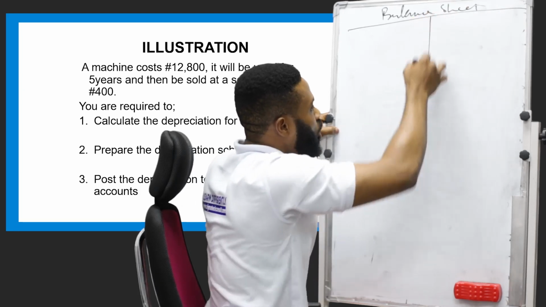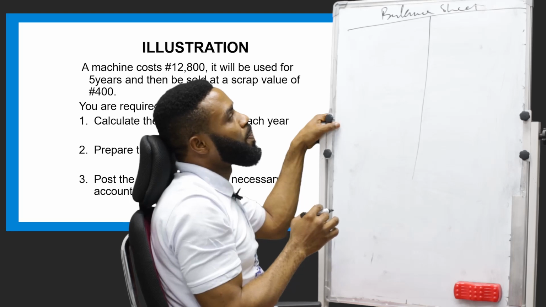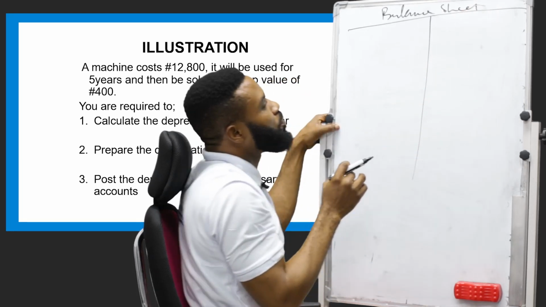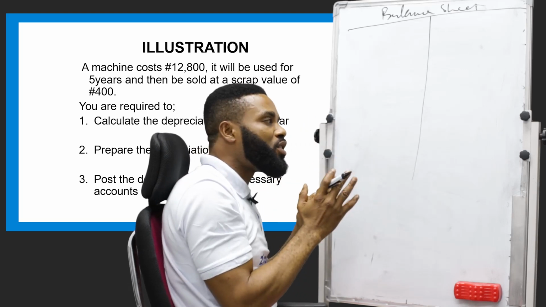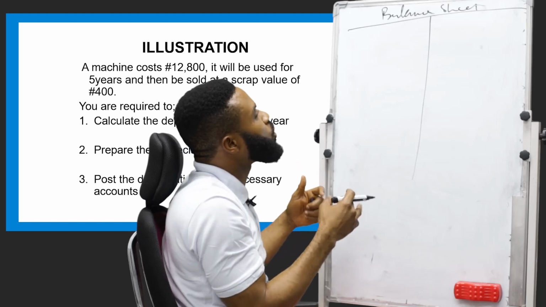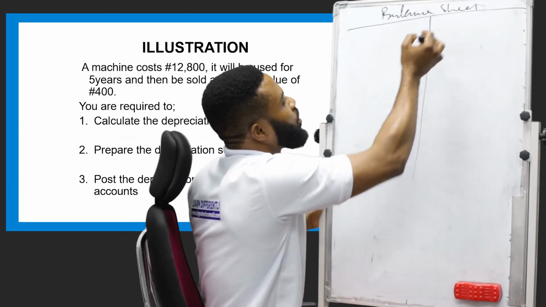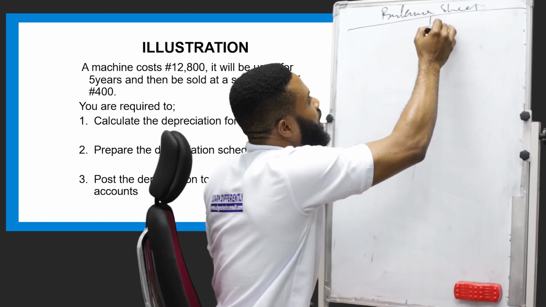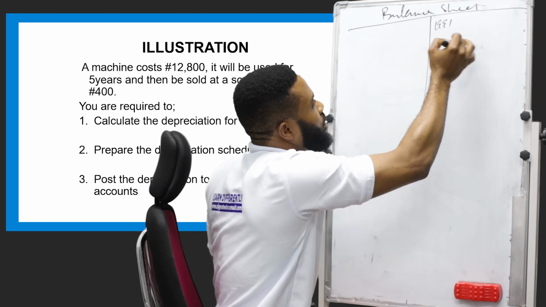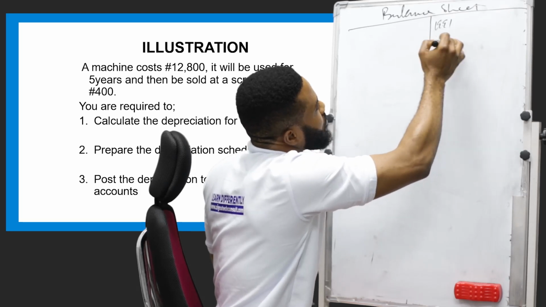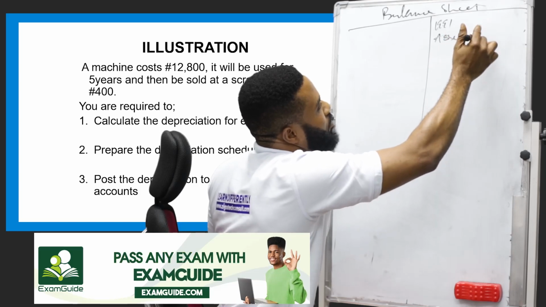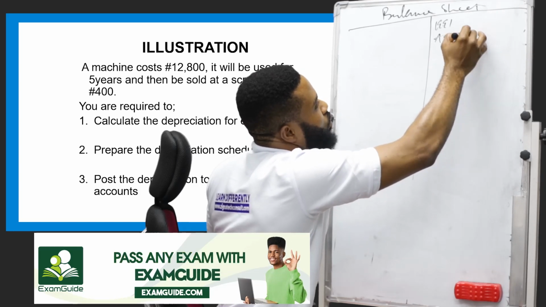Normally, it comes with a T format like this, and then you have your asset aligned here. But because we are only considering depreciation, we may not be able to include all other items. So what you simply need to do is just write the cost of the asset. What is the cost of the asset for 1991? You write, what's the cost?